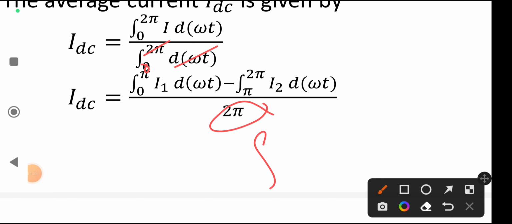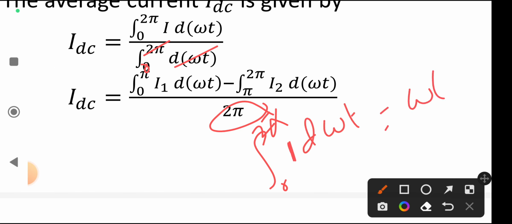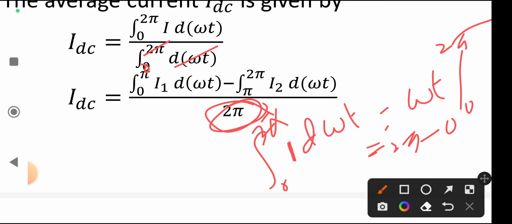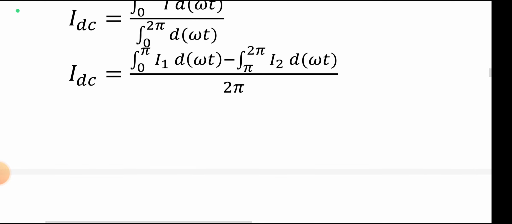Why? Because the integral from 0 to 2 pi of d omega t means we understand it as 1. So its integration is omega t, from 0 to 2 pi. If you substitute the limit values, 2 pi minus 0 becomes 2 pi only. So we get the answer 2 pi here. I think it is clear.